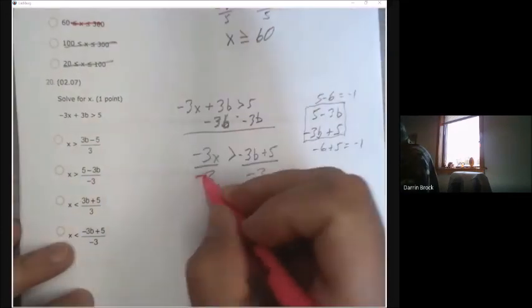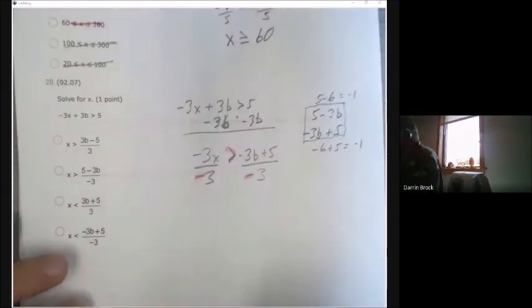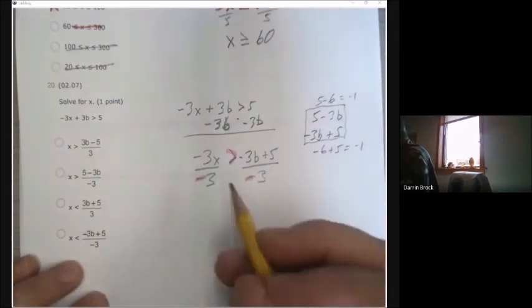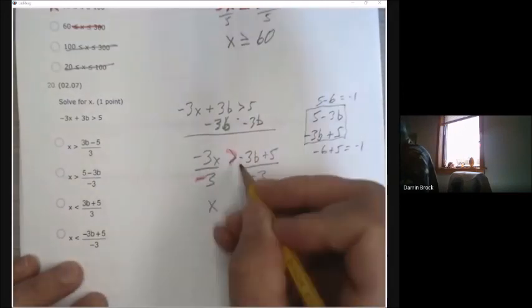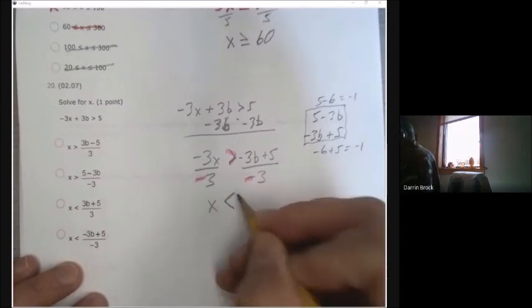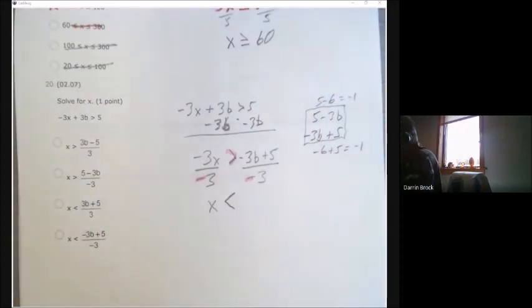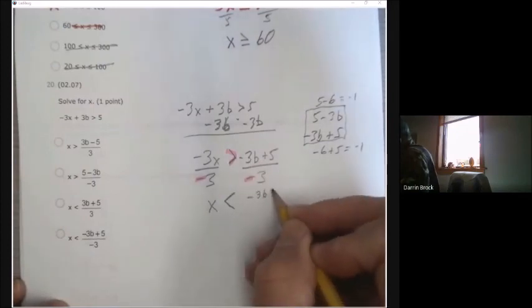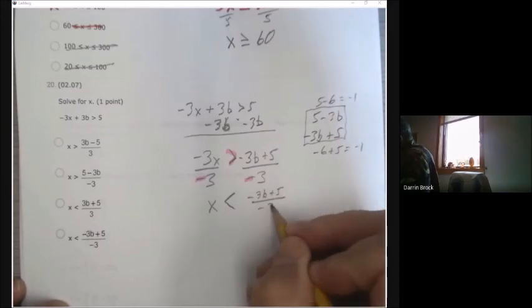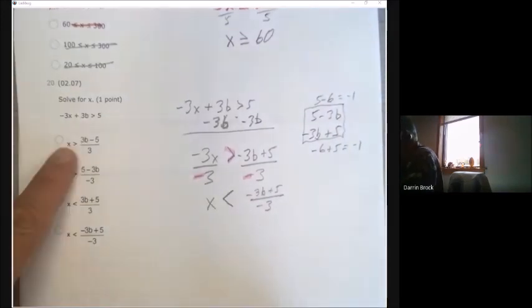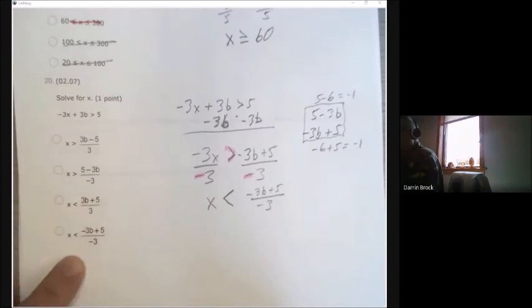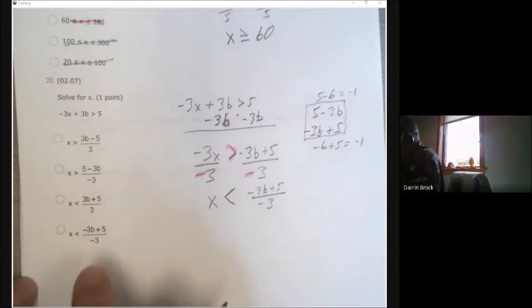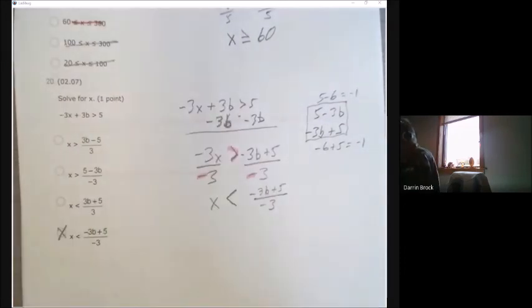We have divided by a negative, and that affects our sign. Remember, multiply or divide means we have to do something with that. So negative 3 divided by negative 3, this is X. Now that changes because we divided by a negative. It changes. And this is negative 3B plus 5 over negative 3. Hey, look at that. X is less than negative 3B plus 5 over negative 3. That one matches our statement.